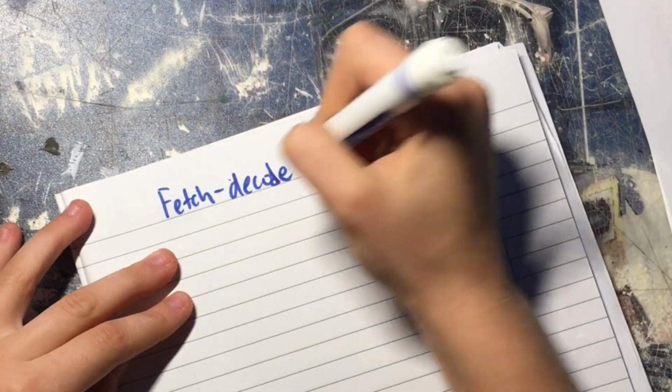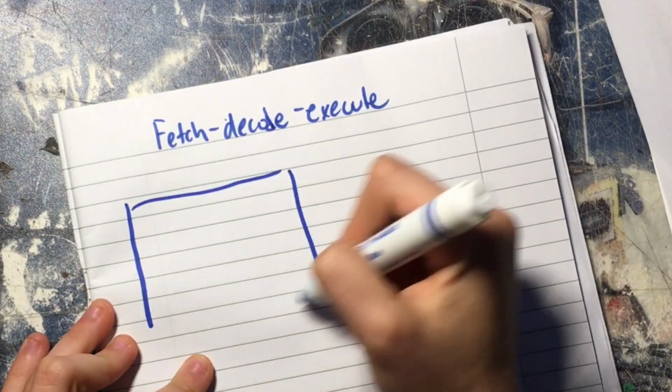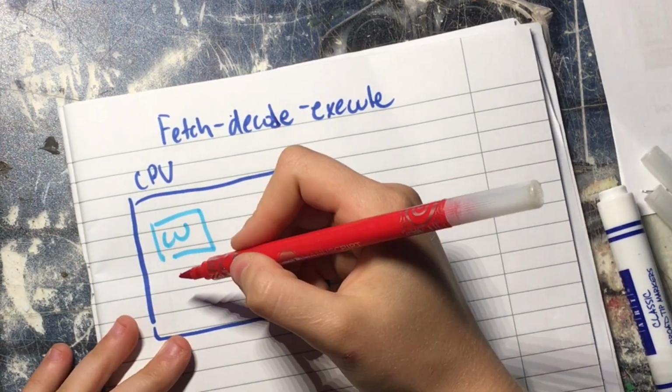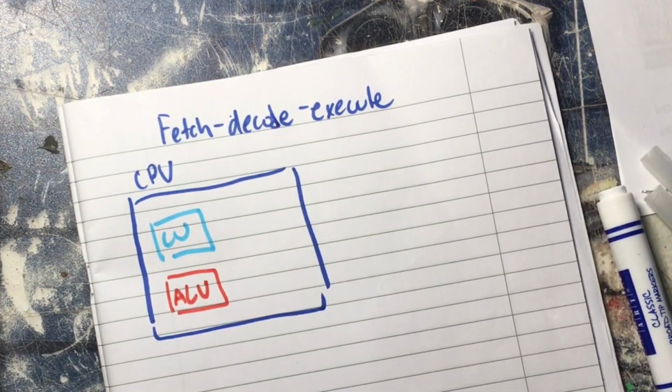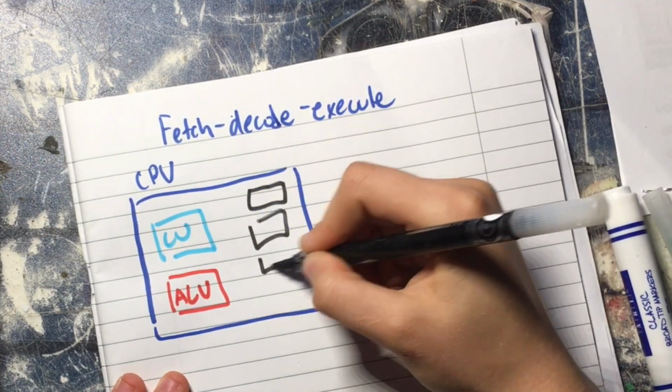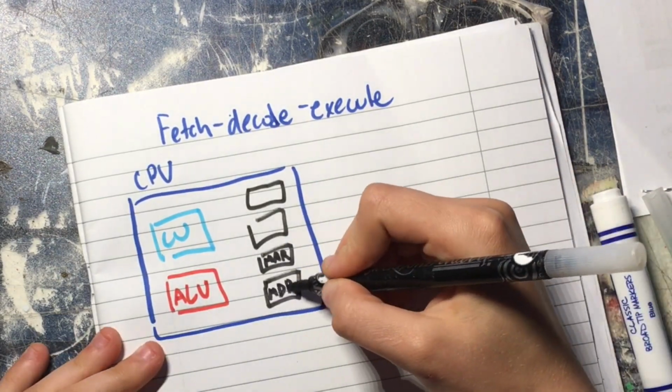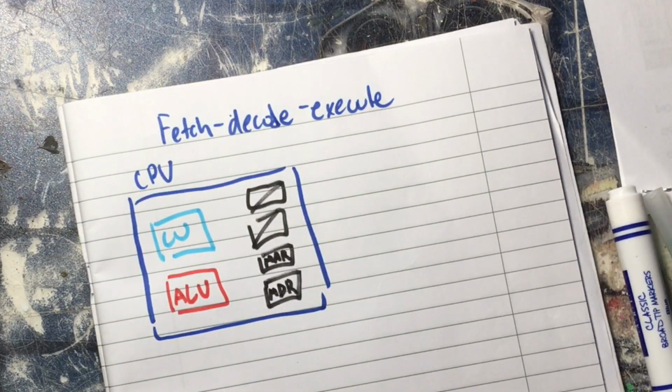Welcome to the Fetch-Decode-Execute cycle. We've got the CPU, inside the arithmetic logic unit, which carries out arithmetic and logic operations, the control unit, which executes instructions, and the registers, the memory address register and memory data register. We'll ignore the rest.